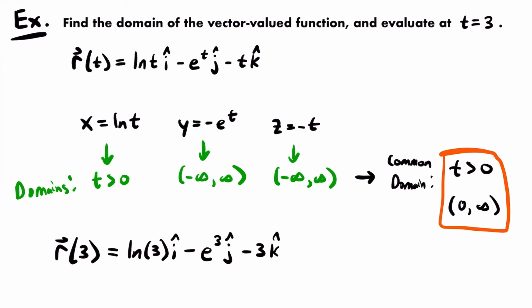If you want, you could get the decimal values for the natural log of 3 and e to the power of 3, but I don't see why we need to do that here. I think it's nice to just keep those exact values.